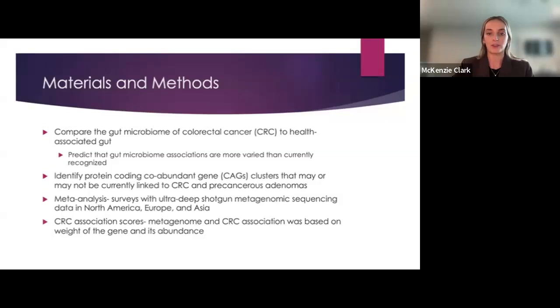This is so that grouping within the same species is possible and that strain-to-strain variation doesn't limit associations, which is a common limitation of the traditional taxonomy-based analysis. This study used meta-analysis of surveys with ultra-deep shotgun metagenomic sequencing data in 5 countries across North America, Europe, and Asia. Nearly 1,000 people were analyzed in total. Colorectal association scores were generated where metagenome and colorectal cancer association was based on weight of the gene and its abundance.